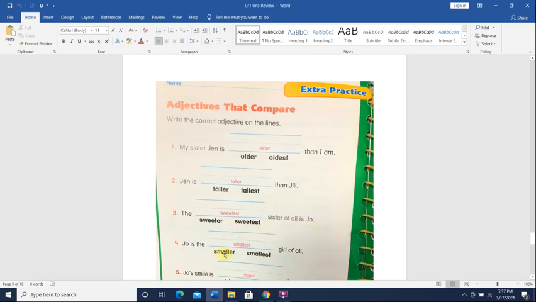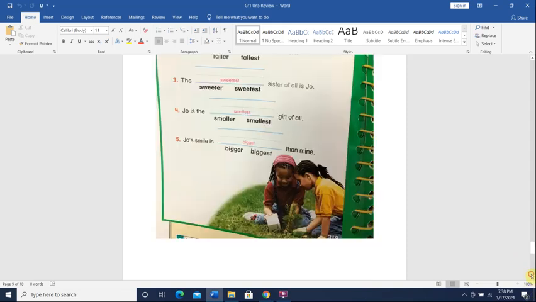Jo is the smallest sister of all. Why? Because we have of all. At the end here we have the word all. That shows you that we're comparing more than two. And we have the, and we add est to the adjective. Jo is the smallest girl of all. If we used smaller, the word than would come after it. So number 4, Jo is the smallest girl of all.